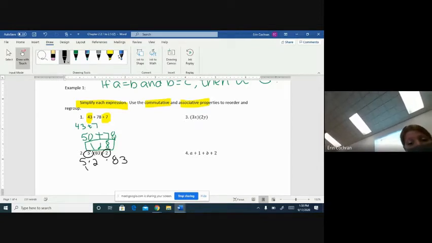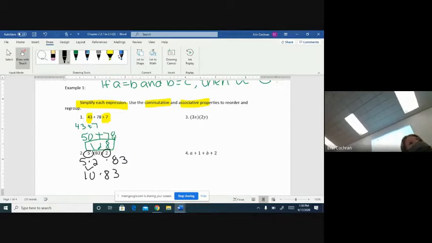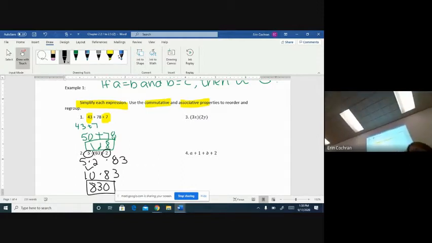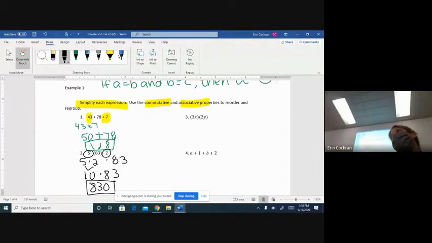Because what is 5 times 2? 10. And anything times 10, all you have to do is add a 0. So we get 830. Okay. So by us switching the order and multiplying and adding things in different order, we're using these properties. We don't necessarily always have to state them unless they tell us to.